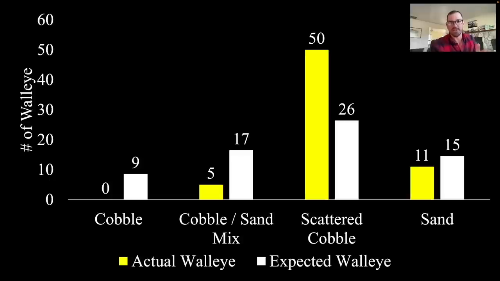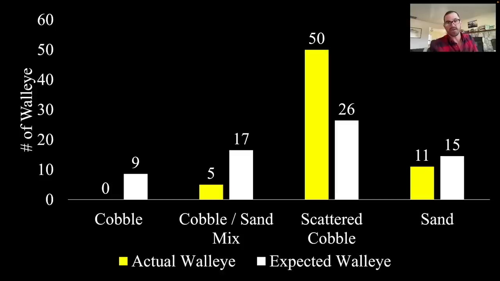Even in the cobble sand mix, where you still have a fairly strong rocky component, the 5 walleye I saw there is far below the expected 17 I would expect to see there if they had a uniform distribution. Whereas you look at that scattered cobble, I had 50 walleye of that 66 in the scattered cobble, and I had 11 of them in the sand, which is still less than expected, but still a much higher number than any other habitat aside from scattered cobble.